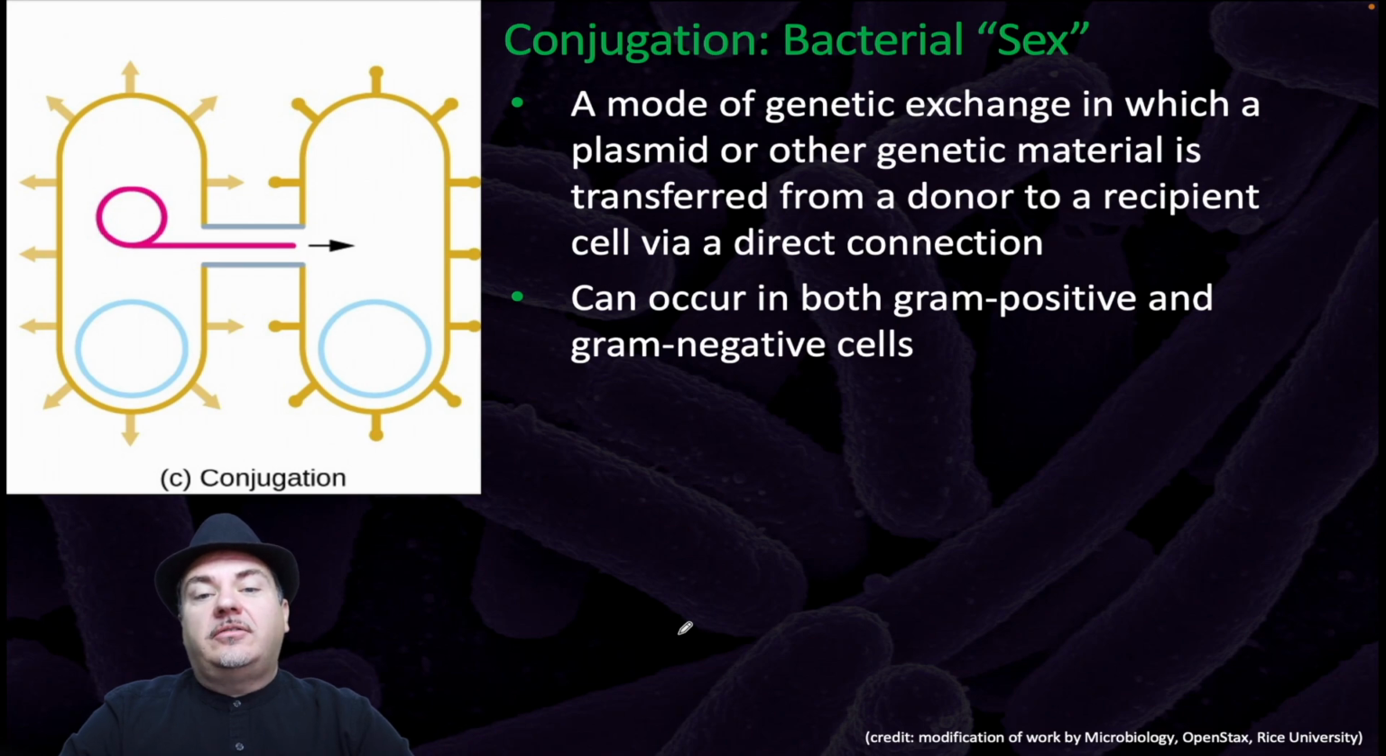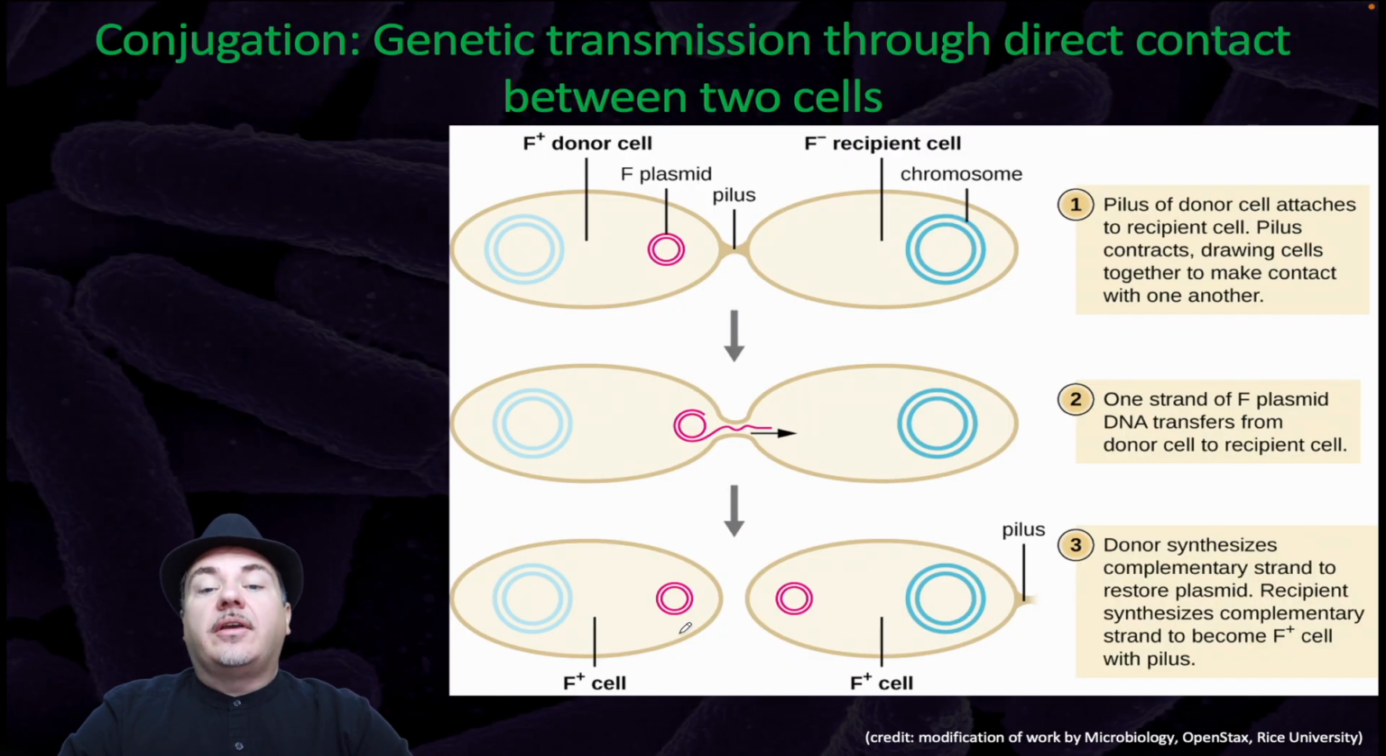First, conjugation can also be thought of as bacterial sex. It's a mode of genetic exchange in which a plasmid or other genetic material is transferred from a donor to a recipient cell via a direct connection. It can occur in both gram-positive and gram-negative cells. Okay, some more details. Let's say we have this cell that's called an F+ donor cell. The reason it's called an F+ donor cell is because it contains the F plasmid.